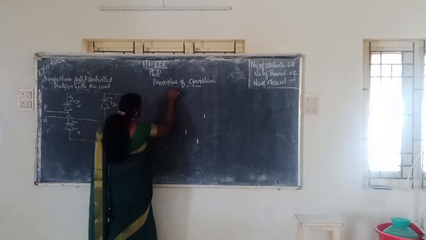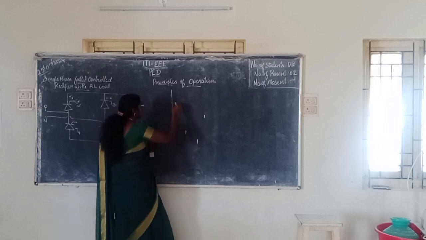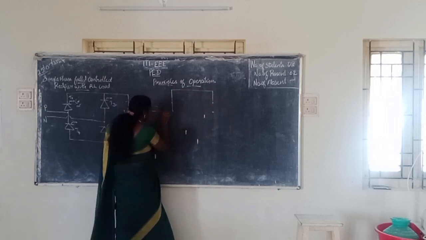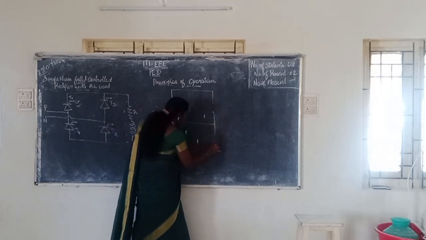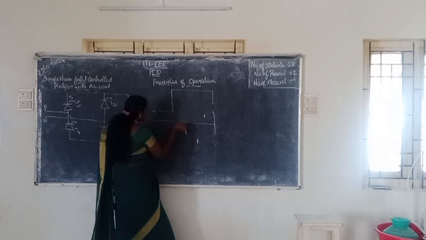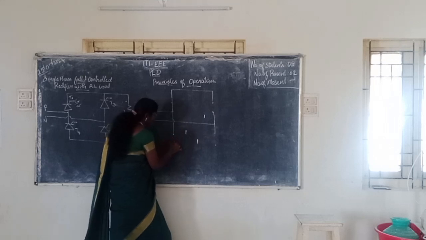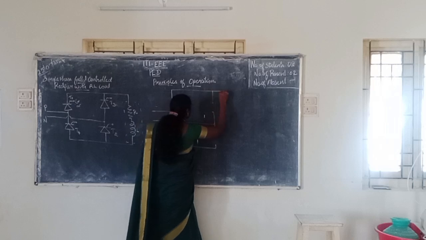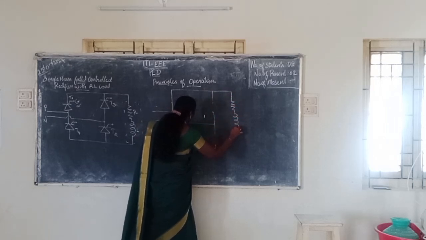Now, for describing the principle of operation, first, during the positive half cycle, how will thyristor T1 be, how will thyristor T2 be, and thyristors T3 and T4? Which thyristor will be in the turn on condition during the positive half cycle? T1.